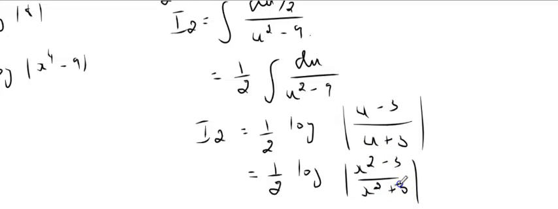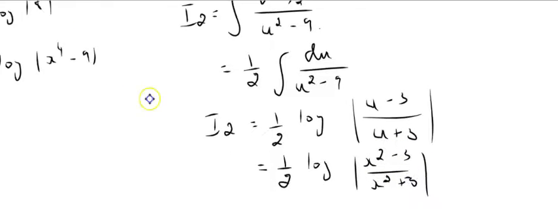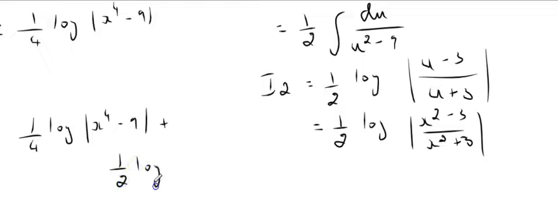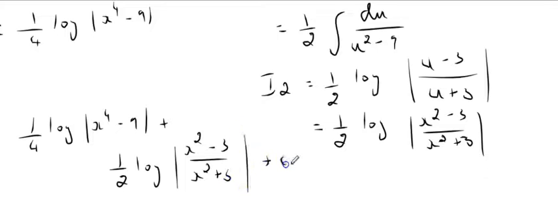So therefore the required value is, now let us combine both I1 and I2. So I'll get the answer to be I is equal to 1 by 4 log mod of x power 4 minus 9 plus half log mod of x squared minus 3 by x squared plus 3 plus c. This is the required answer.